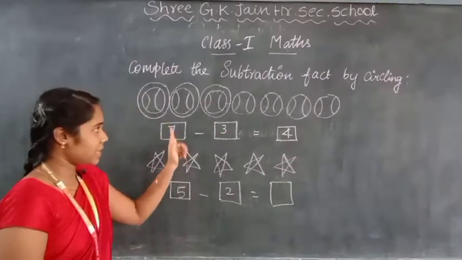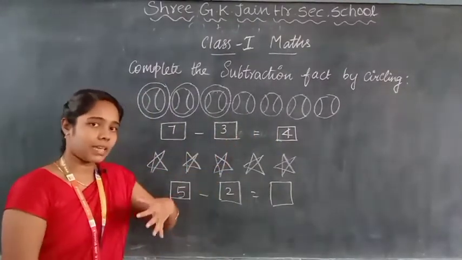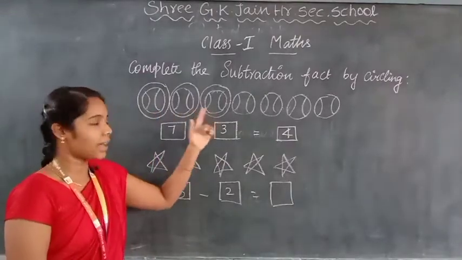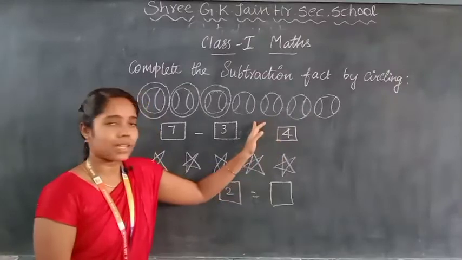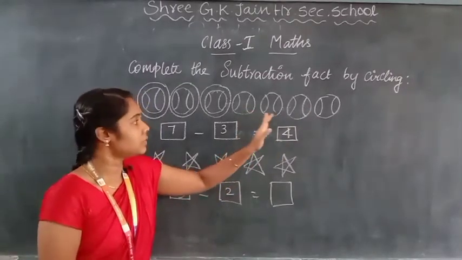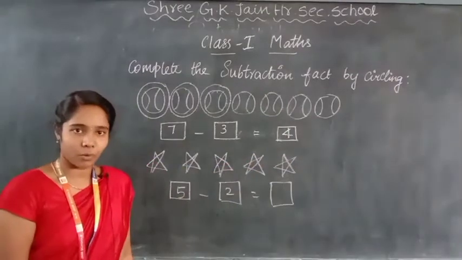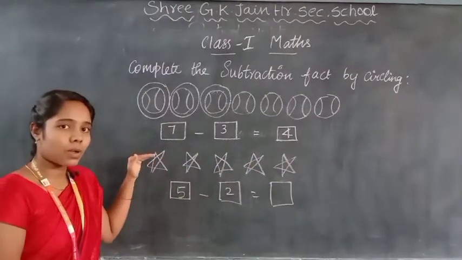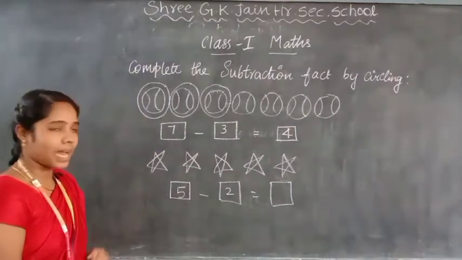So 7 is here already. We are going to take away 3, so that is why I have circled it. Then we have to count the remaining. What is the remaining number? 1, 2, 3, 4. So we have to write the answer 4, right? This method is called subtraction by circling. Okay. Now shall we see another example?